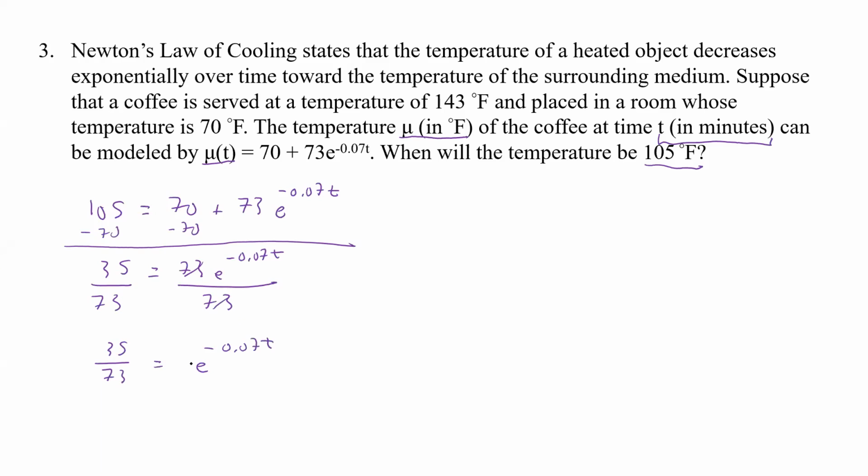Now, remember, if we take the ln of this, there is a power, so it goes down in front, and the ln of e is 1, because remember, ln of e is equal to the log base e of e, and that's just 1. So I'm going to now take ln of both sides. Okay. Now remember, this will come down front, so I get ln of 35 over 73 equals negative 0.07 t times ln of e, which is 1. Okay. Now I need to divide both sides by negative 0.07.